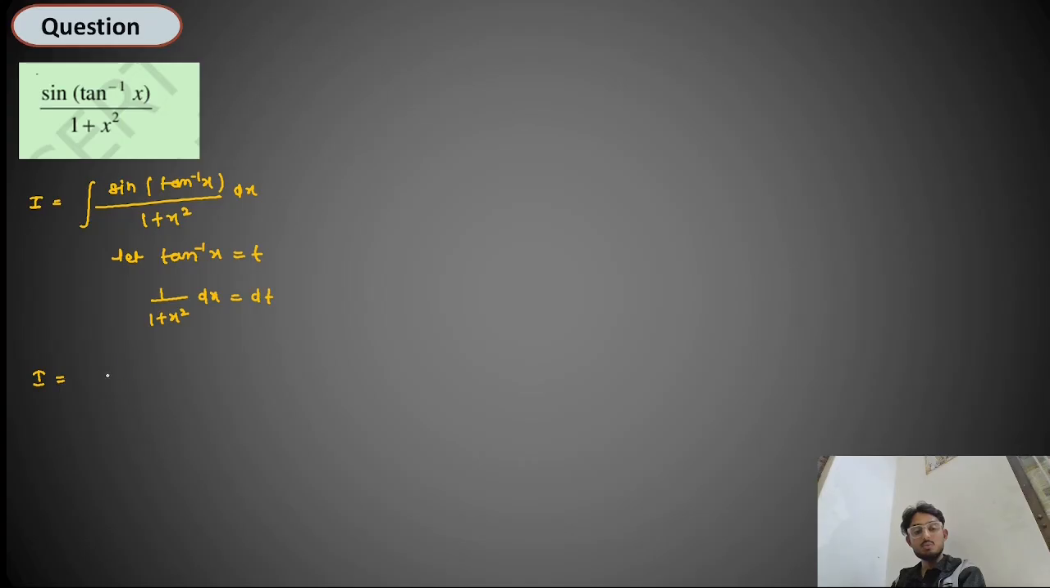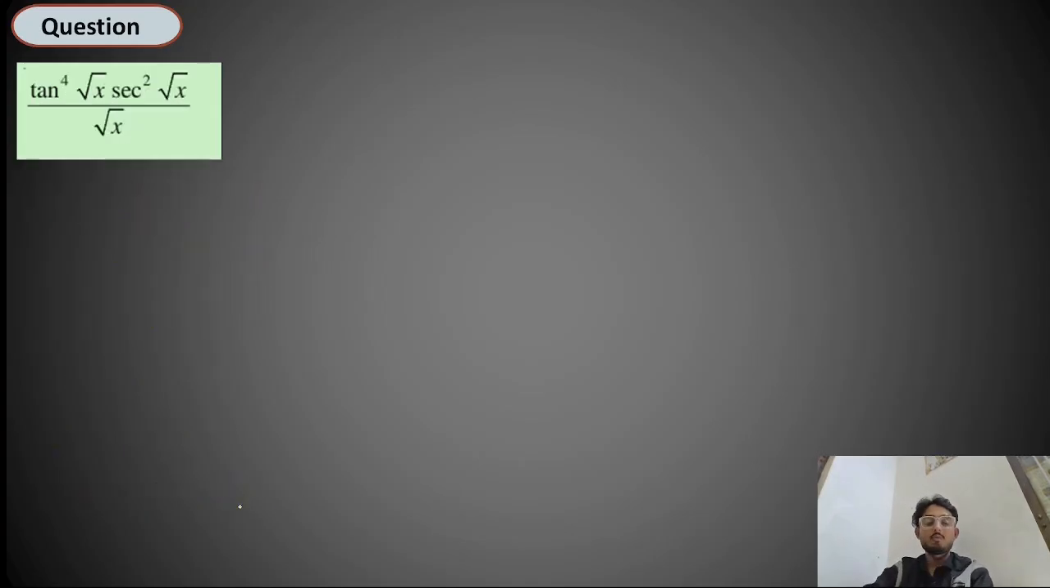So now you can put the value of this term in the given equation. I equal to integral of sine t dt. What is the integration of sine t? Minus cos t plus c. So minus cos, put the value of t equal to tan inverse x, plus c. Okay, this is the perfect answer. Now move on to another question.